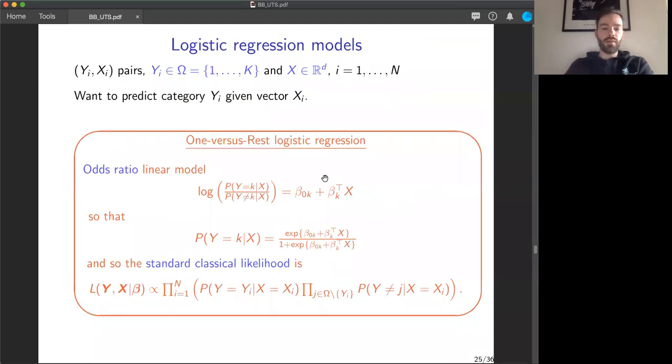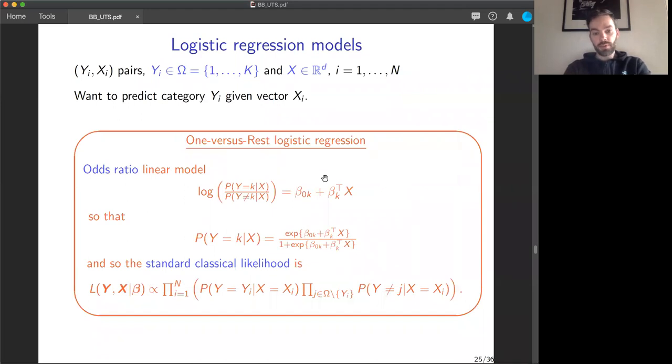So if we look at regression models, you have (x_i, y_i) pairs, where y_i is the response and lives in the space Omega that is composed of big K outcomes, and then x are your predictors, and they live in R^D. So what you want to do is predict the category of y_i given the vector x_i.